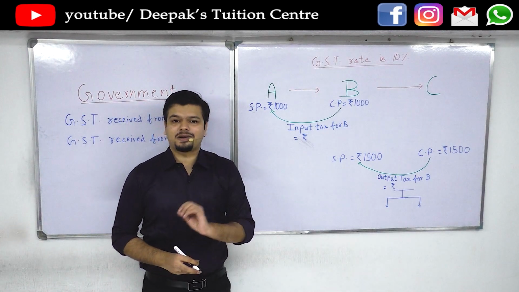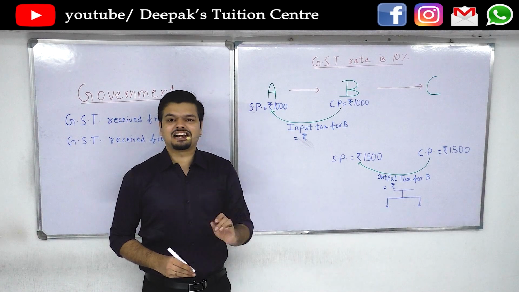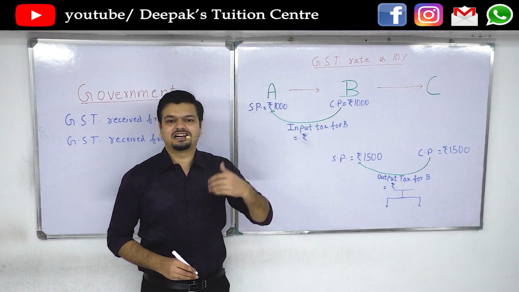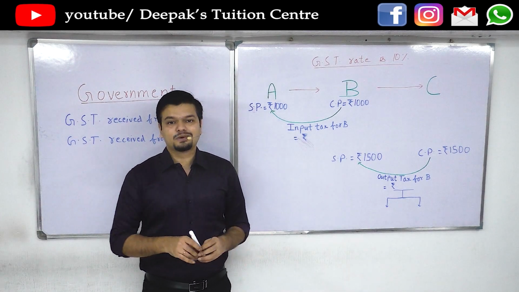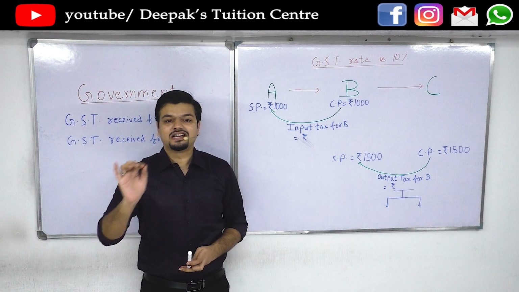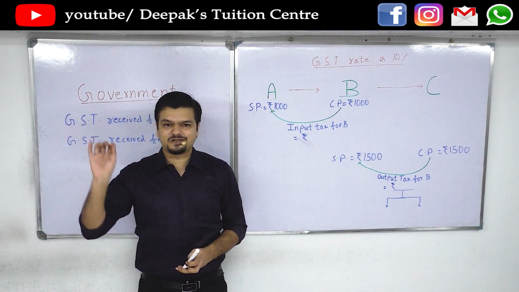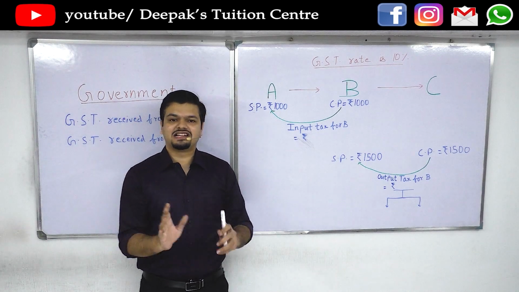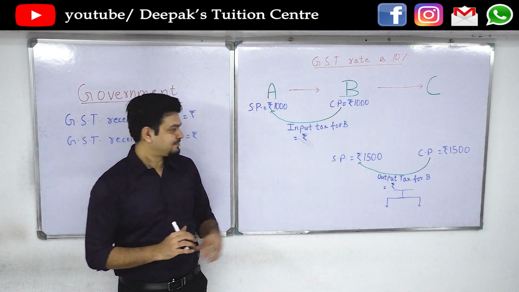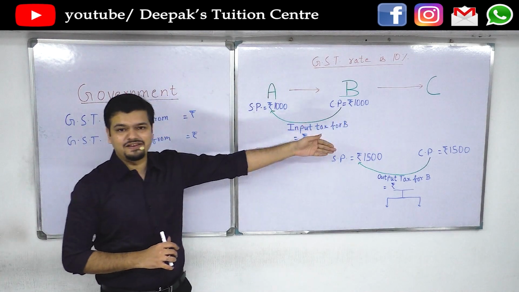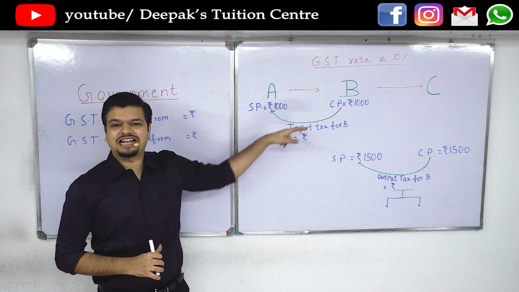Whenever we write cost price or selling price, it is assumed that it is exclusive of tax. So, whenever you have to say that a certain price includes tax, you always have to mention it, for example, selling price including tax, the amount which the consumer pays including tax. If you do not mention including tax, it is assumed to be exclusive of tax. So, if A has sold the goods to B, B will pay rupees 1000 plus tax.